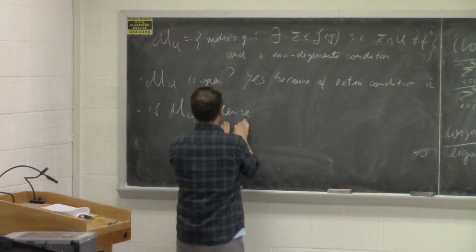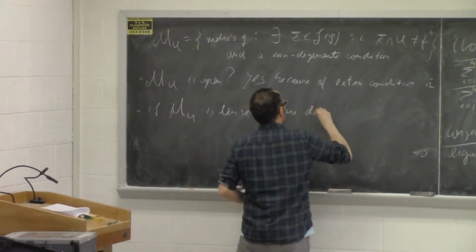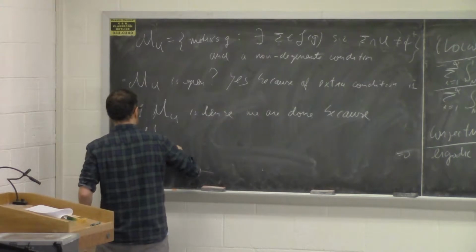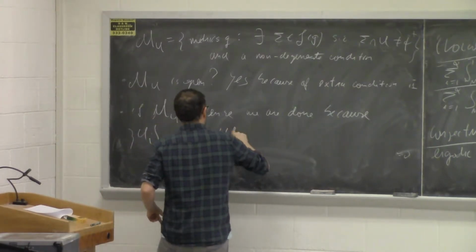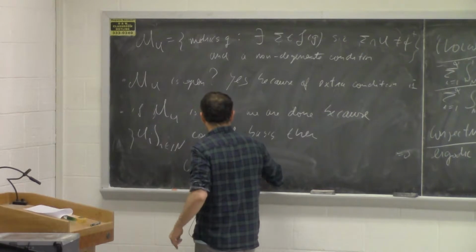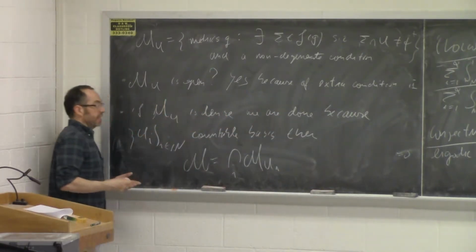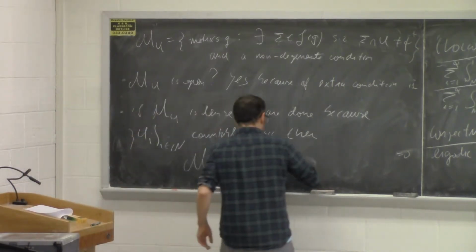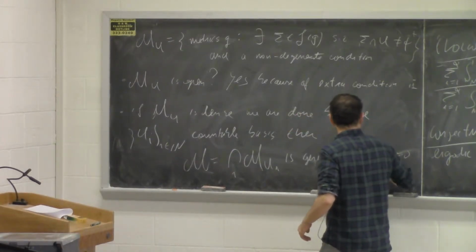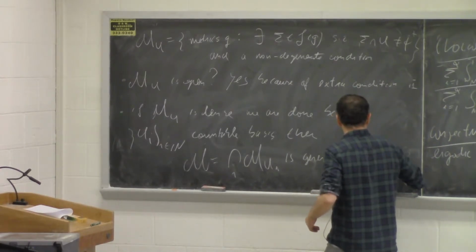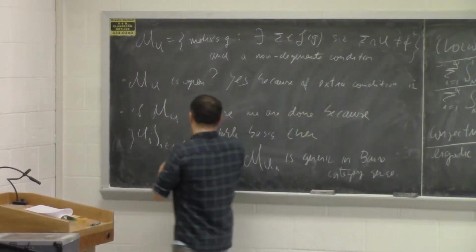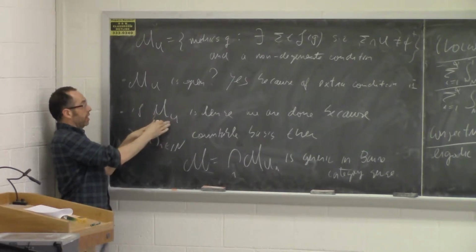So let me just write that down. If M_U is dense, we are done. We are done because if I take, say, a countable basis, then M, which is the intersection of all these open and dense sets, is generic. Okay, and is generic in the Baire category sense. In the Baire category sense, it's called a residual set. So the thing I want to be able to prove is that this set is dense.